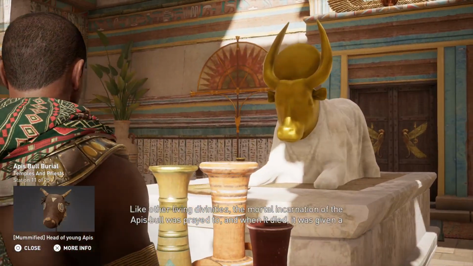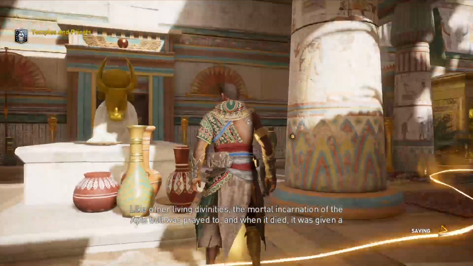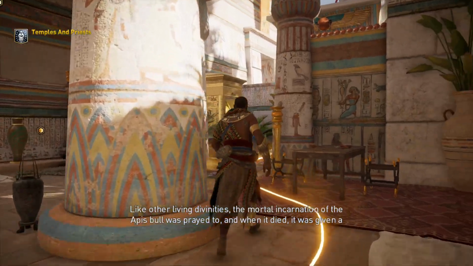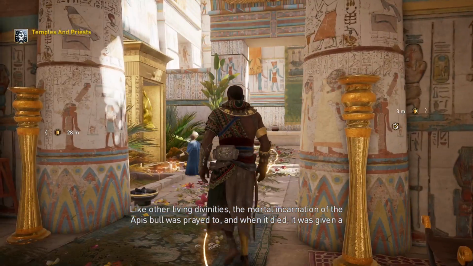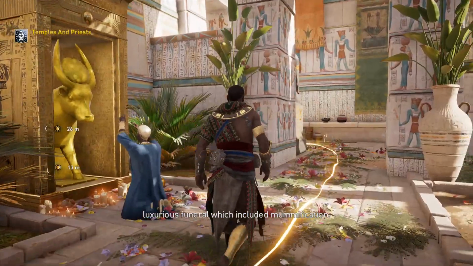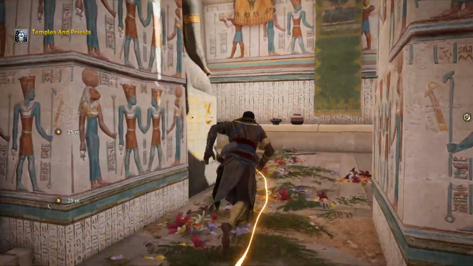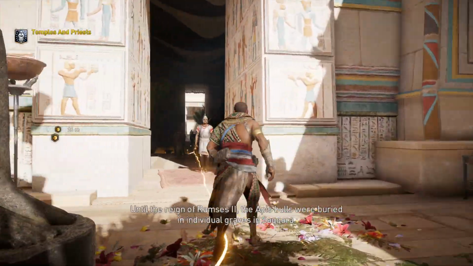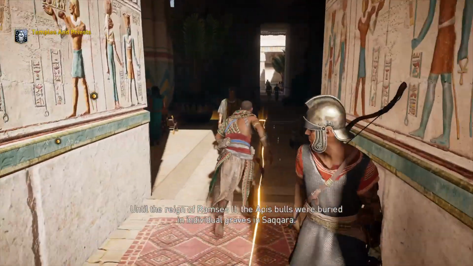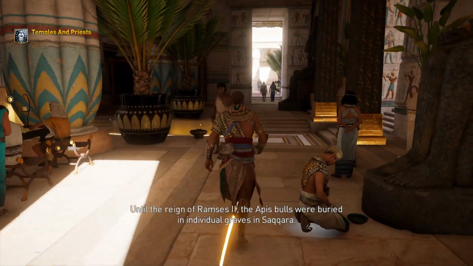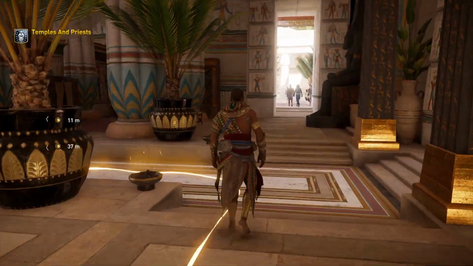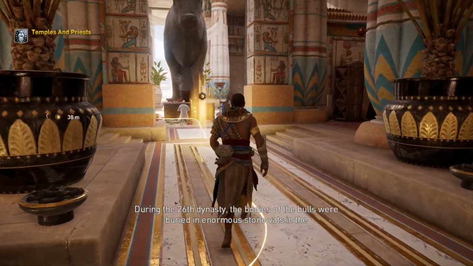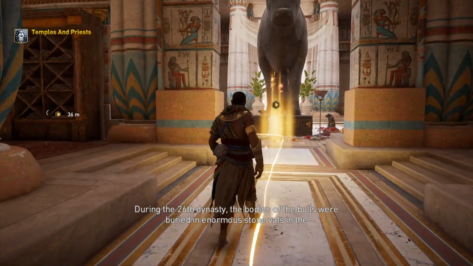Like other living divinities, the mortal incarnation of the Apis bull was prayed to, and when it died, it was given a luxurious funeral, which included mummification. Until the reign of Ramses II, the Apis bulls were buried in individual graves in Saqqara. During the 26th dynasty, the bodies of the bulls were buried in enormous stone.